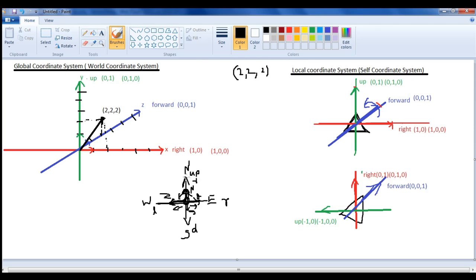But the world coordinate system will not change. North is north, west is west, south is south, east is east, right? For global, you can say up is up, right is right, left is left, down is down. But for you now, with respect to you, the north is this side, down is this side, or you can say up is this side, down is this side. If you see with respect to global, then this one is west for you, this one is east for you, or you can say this one is left for you, this one is right for you.